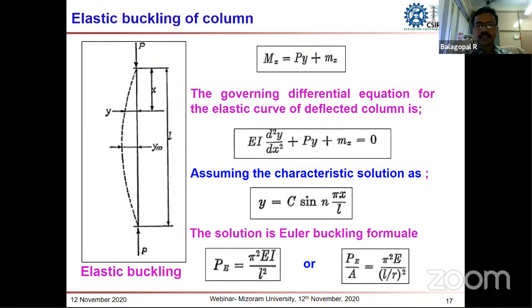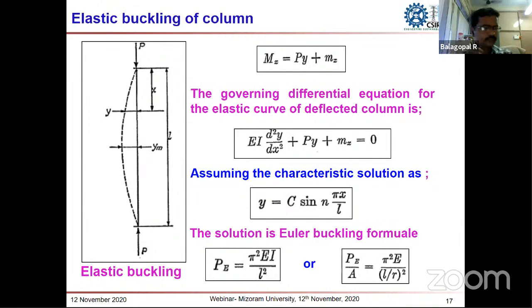This is represented in terms of flexural rigidity, the external load, and also the unit moment. Then I assume the characteristic solution for this second order differential equation is y equals c sin n pi x by L. After solving this differential equation, I arrive at the Euler buckling formula, that is pi squared EI by L squared. This pi squared EI by L squared is derived based on this fundamental origin, the Euler buckling formula.